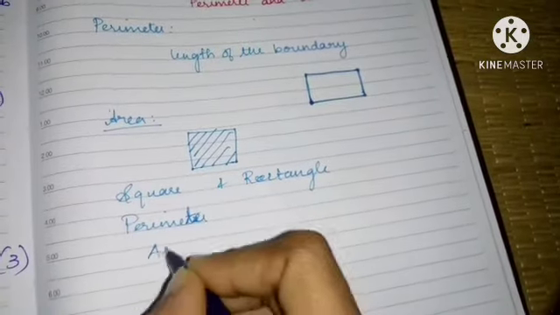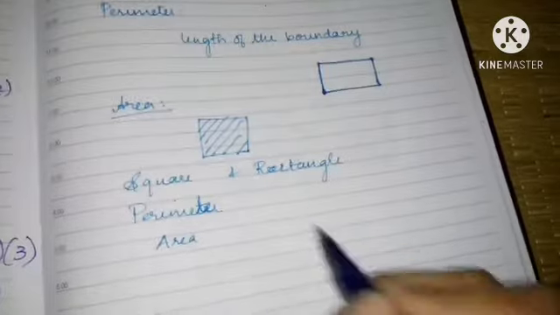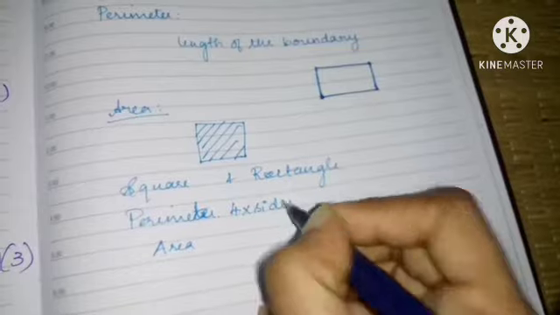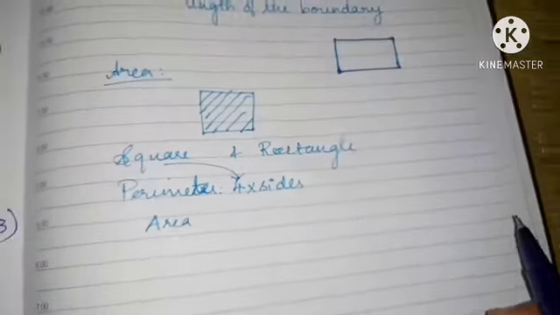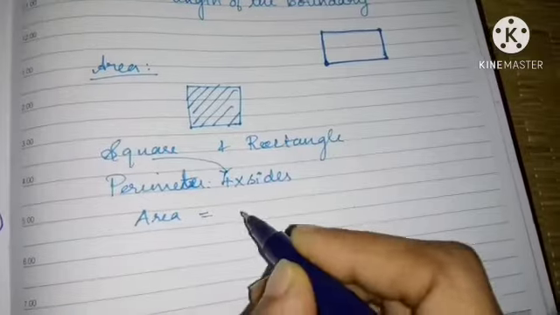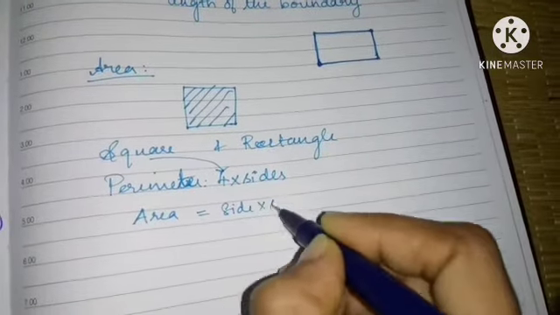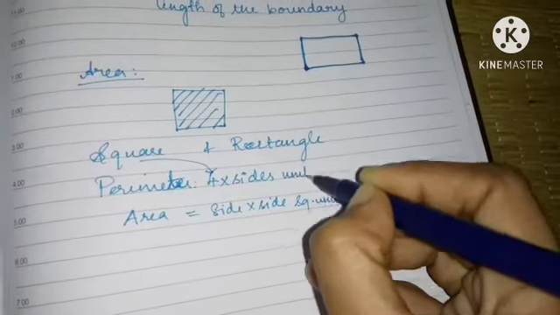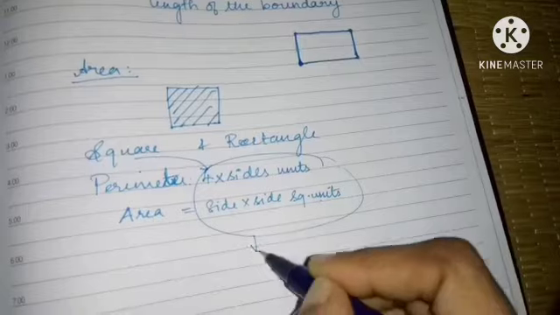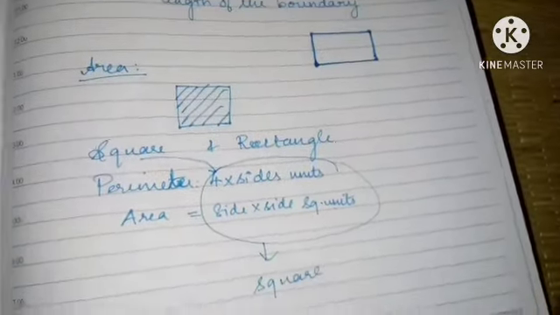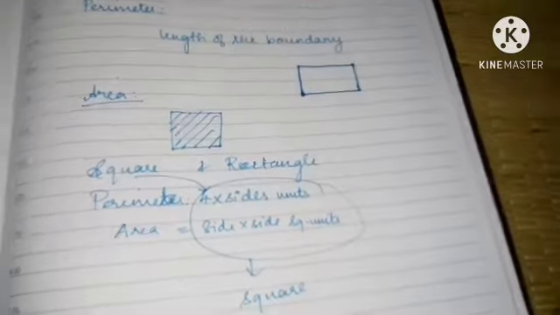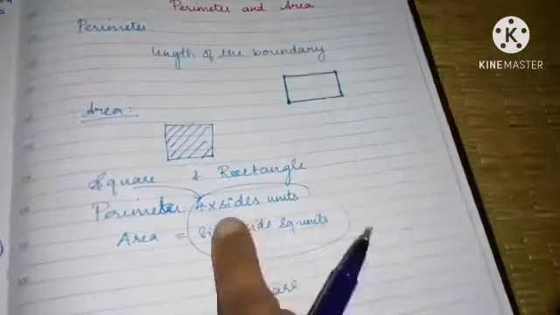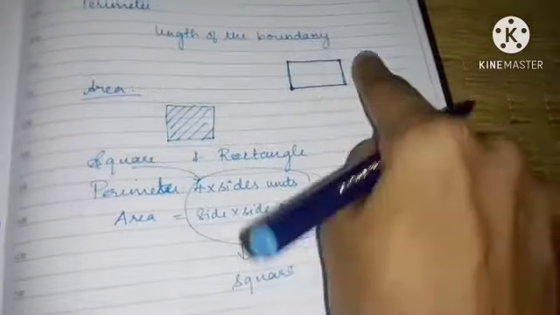So for square, what is the perimeter, children? 4 into sides, right? What is the area? Side into side, in square units. So this is for your square. First, what is the perimeter of the square? 4 into sides, because 4 sides are there. Perimeter means you will add all the 4 sides, so 4 into sides. Area means side into side.